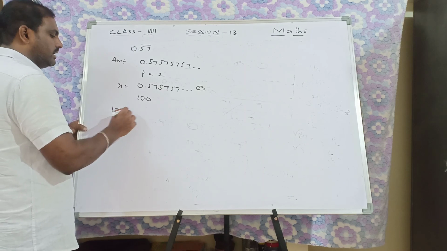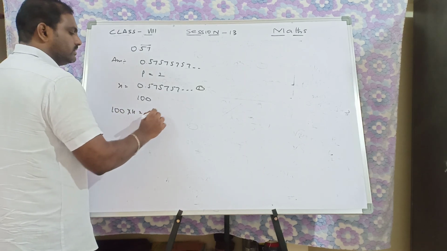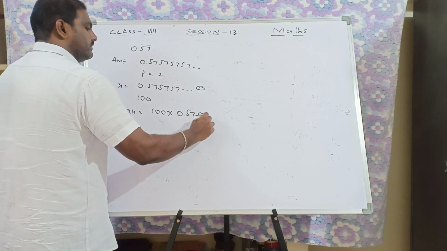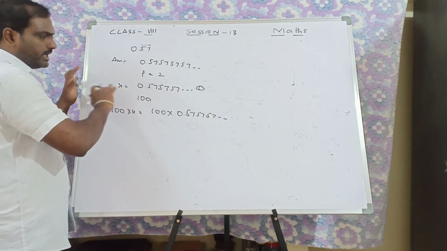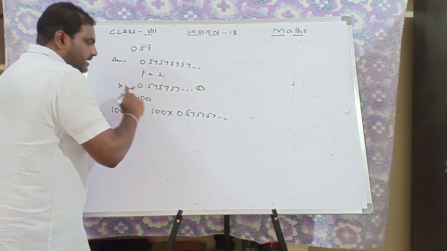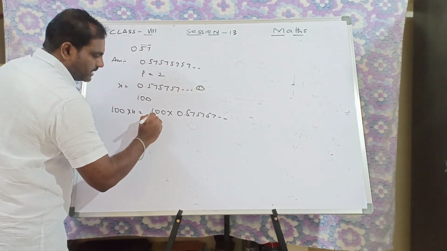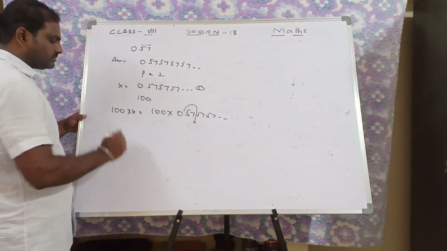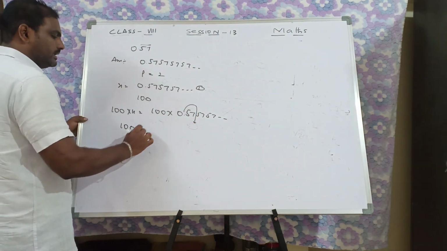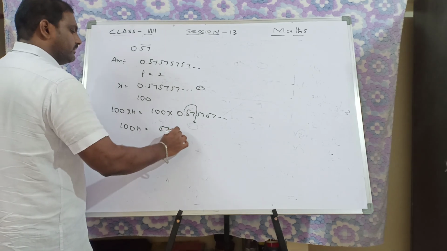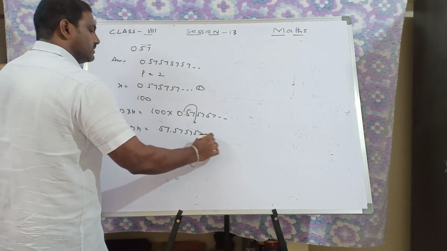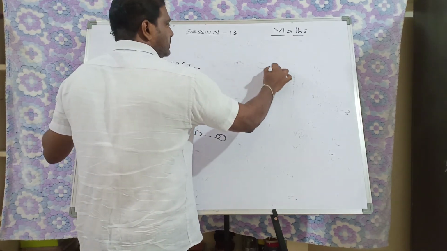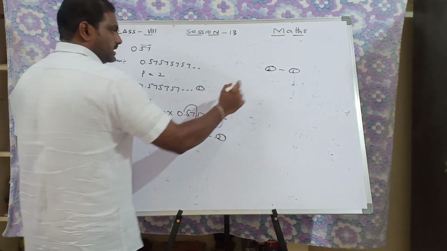So what will I get? 100 into x is equal to 100 into 0.57, 57, 57 and so on. I am writing directly; you have to mention the steps, multiply on both sides. Since I am multiplying with 100, the point will shift two places. So I will get 100x is equal to 57.57, 57, 57 and so on. This is equation number 2. What is the next step? Equation 2 minus equation 1. So how much will I get?